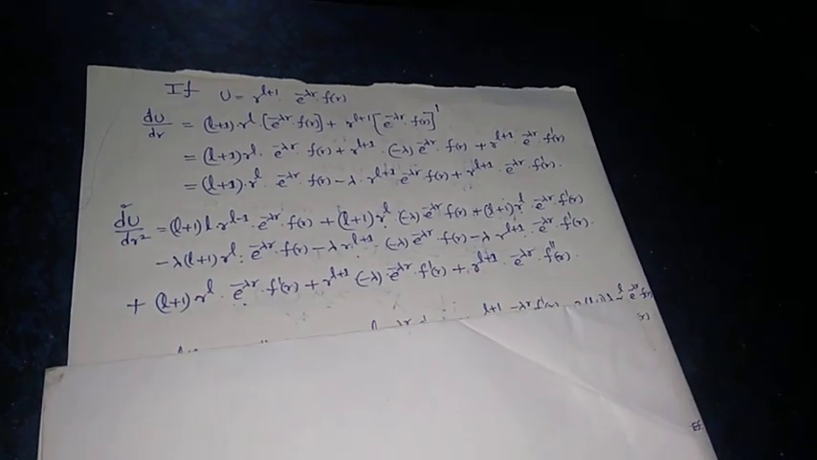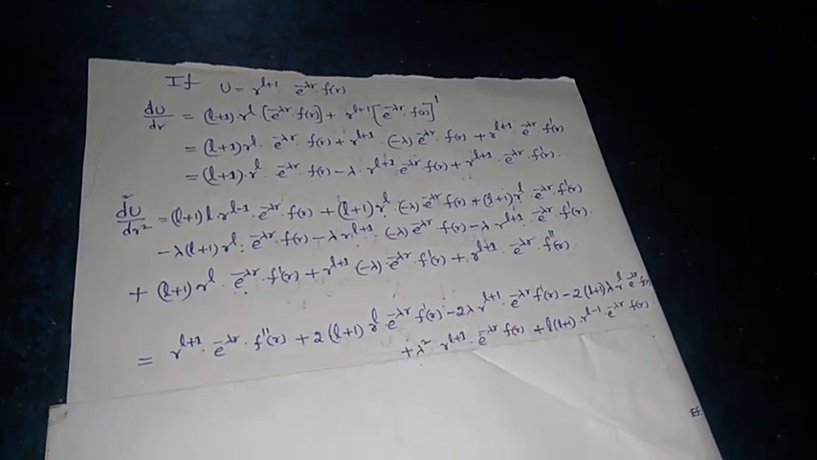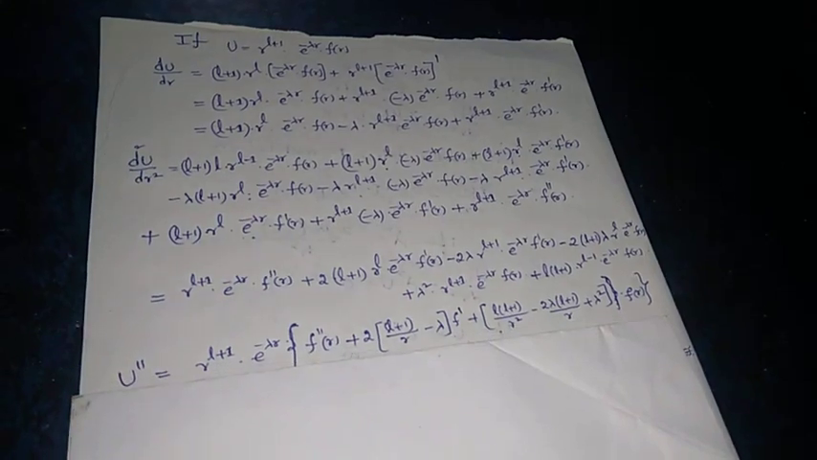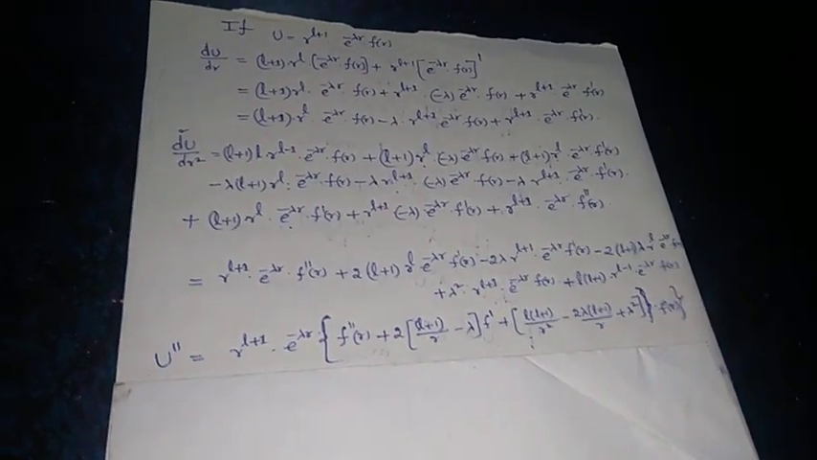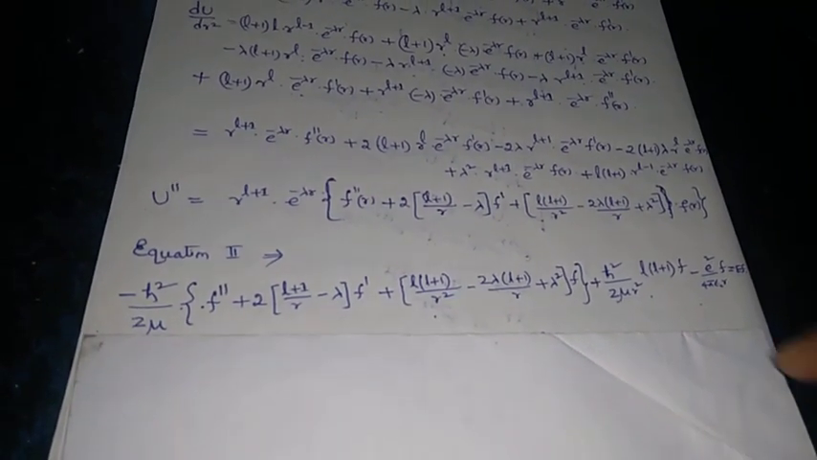And if you want to do the derivative of this du/dr to get d²u/dr², then we start getting all these big terms, which after simplification will look like this here. So now our equation number 2, which involved u prime and u double prime, will look in this form.